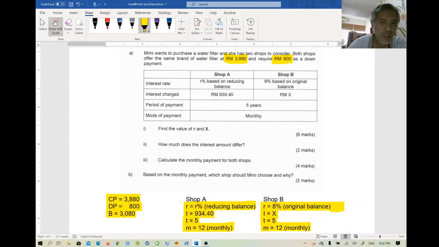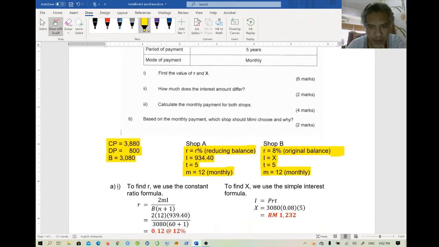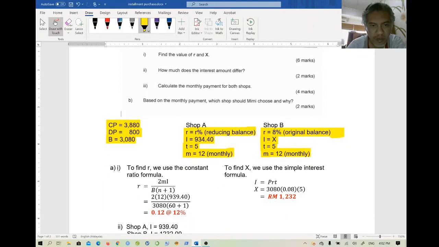Okay, let's see how we can solve the first problem, that is to find the value of R and X. To find the value of R, in this case we are using interest calculation. The method of interest calculation is based on the declining balance, or reducing balance. So in order to solve for R, the interest rate, we need to use the formula that we call the constant ratio formula.